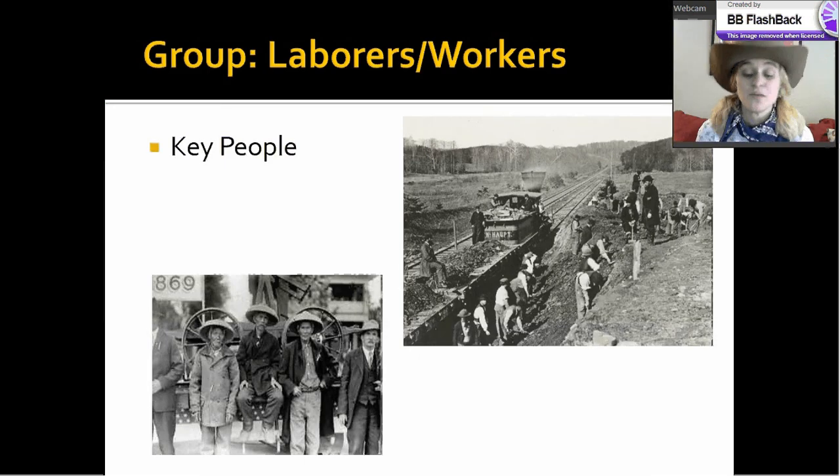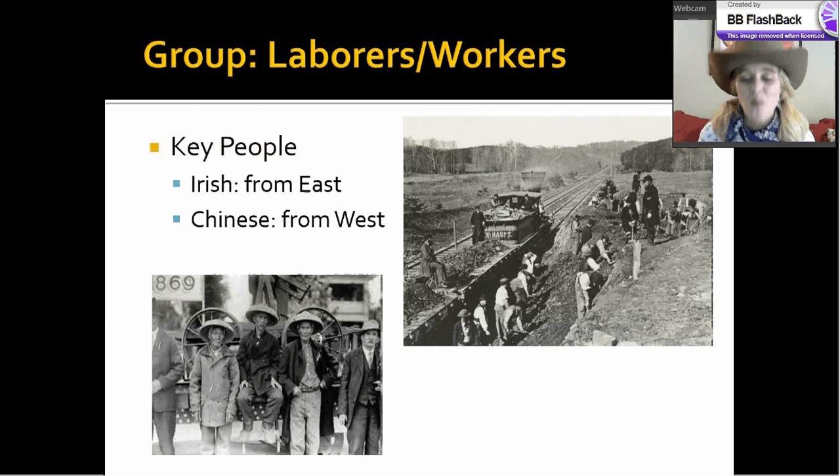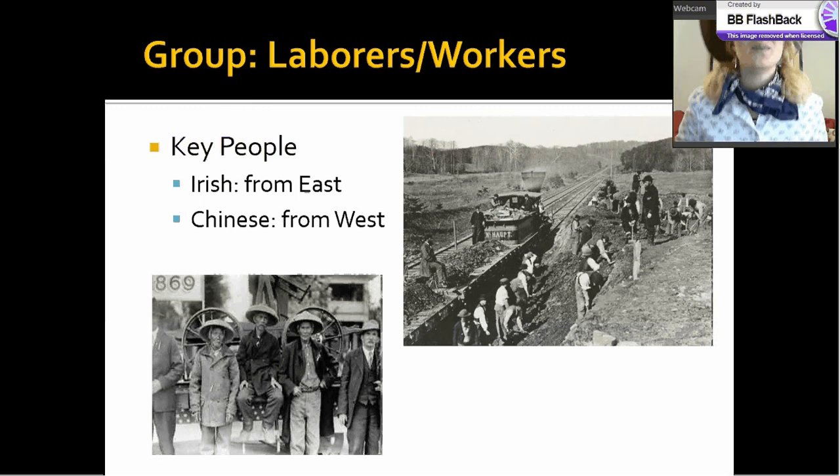Now in terms of the key people, the laborers who are working on the railroad are primarily Irish men working from the east and Chinese working from the west. You may notice something. These are not Americans, right? These are mostly immigrants who are working on the railroads. These are hard jobs and they're dangerous jobs, and they're not jobs that a lot of Americans wanted to take. And so a lot of immigrants ended up working on the railroad because of that.